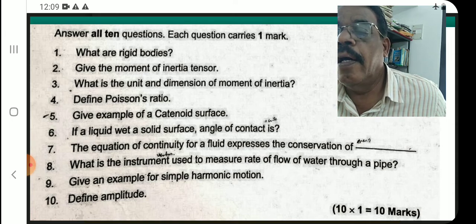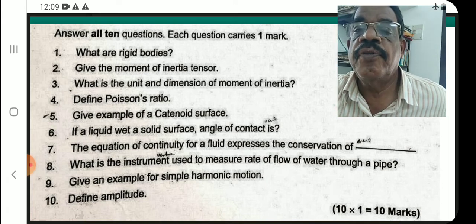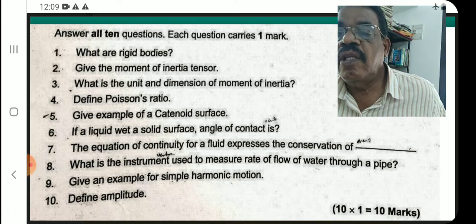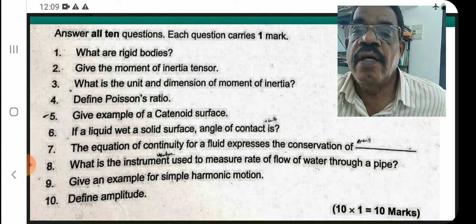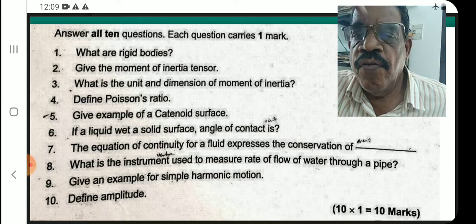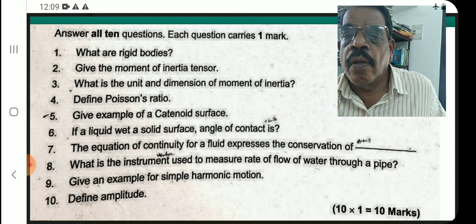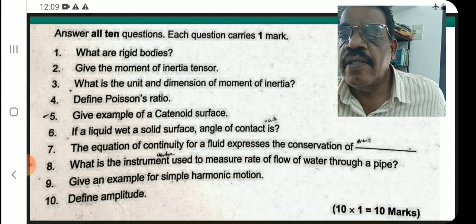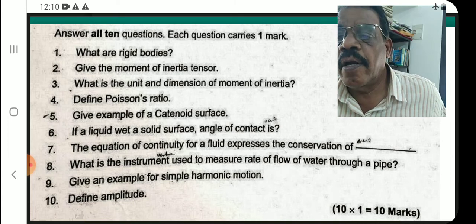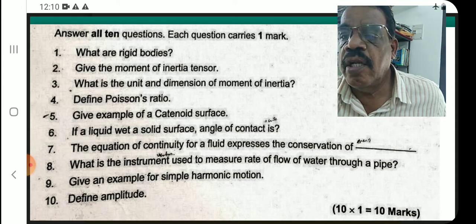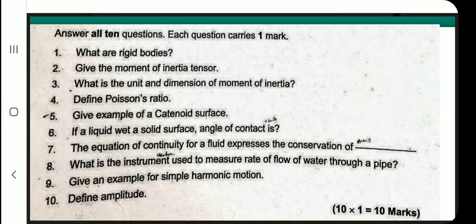Number 6, if a liquid with a solid surface, angle of contact is, you have to say obtuse or acute. Number 7, the equation of continuity for a fluid expresses the conservation of dash. Number 8, what is the instrument used to measure rate of flow of water through a pipe? Number 9, give an example of simple harmonic motion. Number 10, define amplitude. 10 into 1 equal to 10 marks.